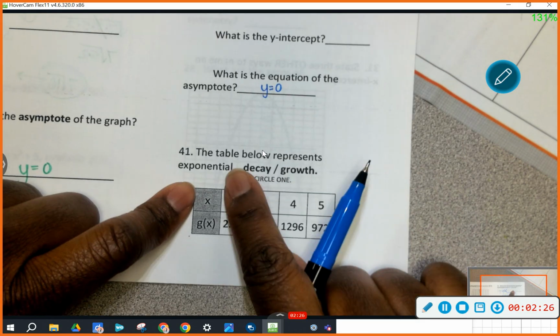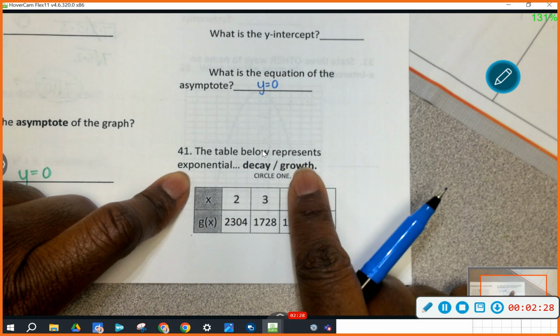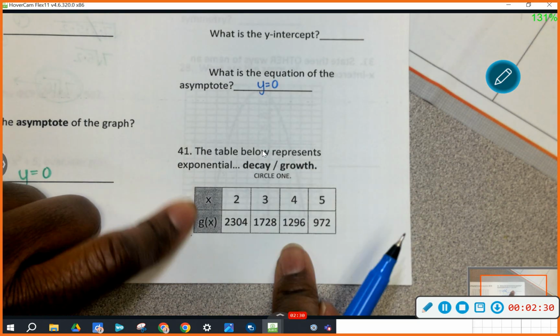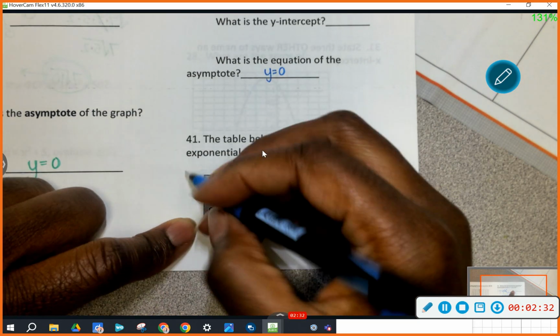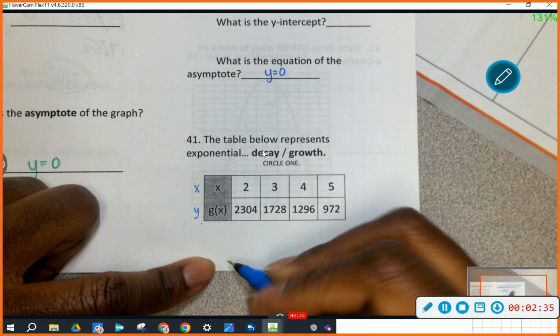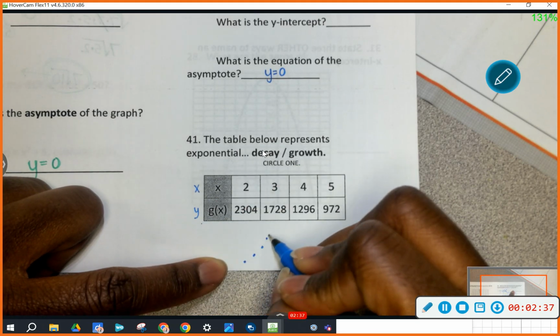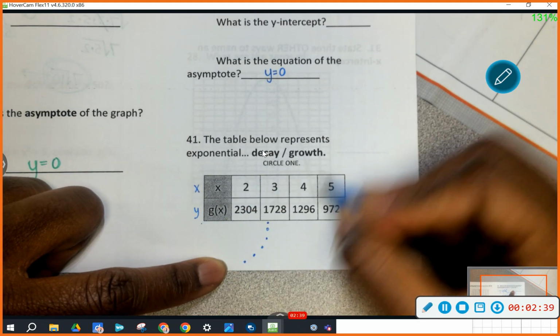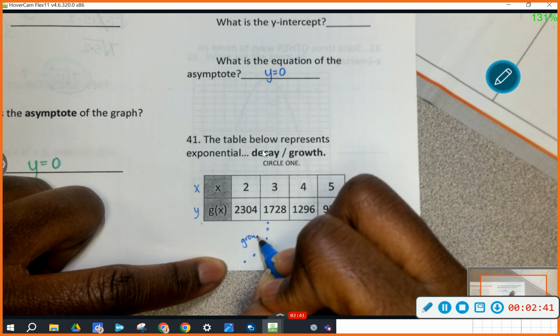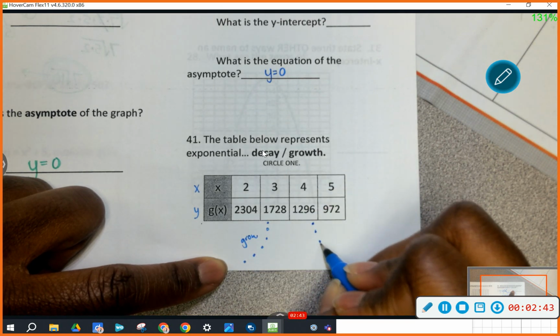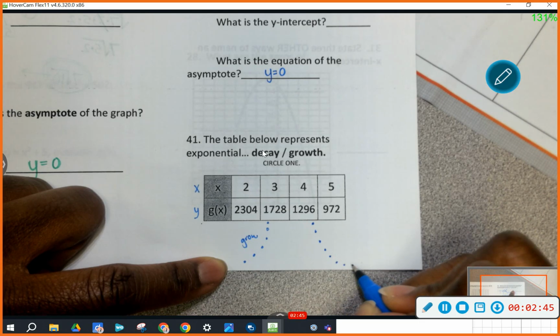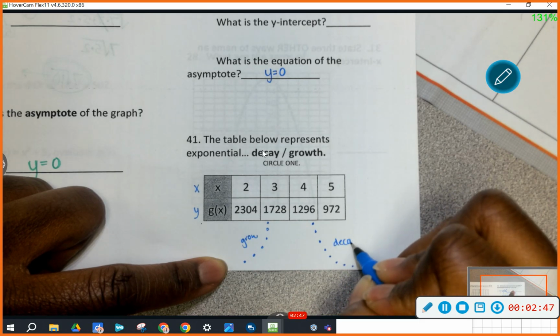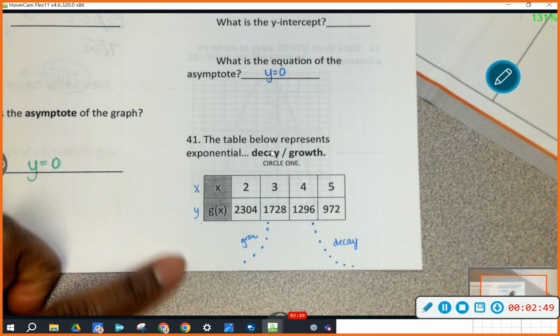Now, the table below, does it represent exponential decay or growth? Well, you need to put this table in Desmos. Here are your x's, here are your y's, and if the dots are going up like this, then it's going to be a growth type of graph. If the dots are going down like this, then it is decay. And you can do all of that yourself because you are Desmos experts.